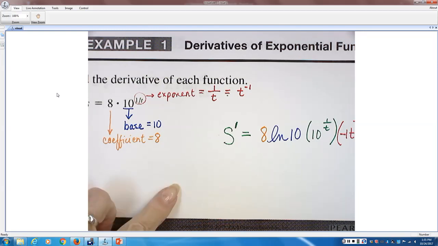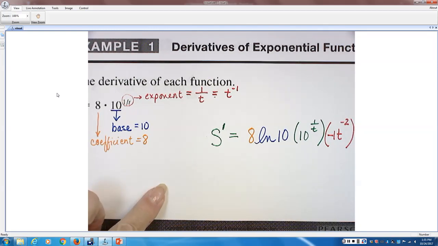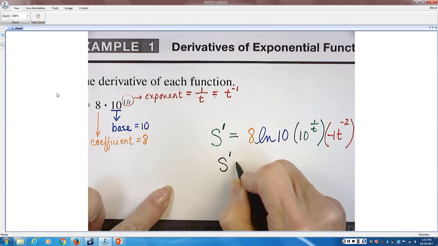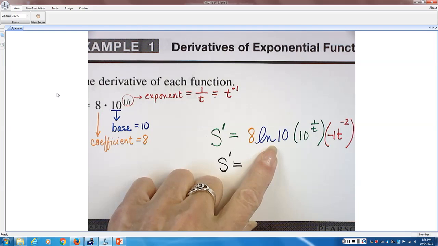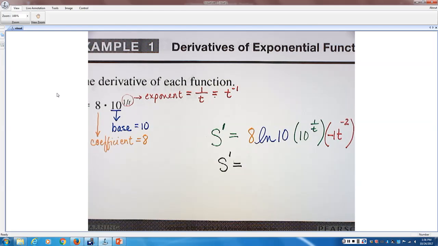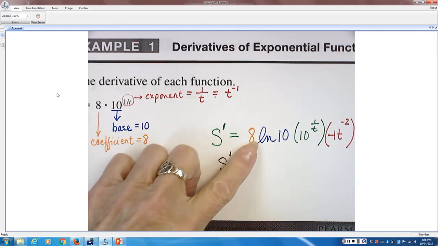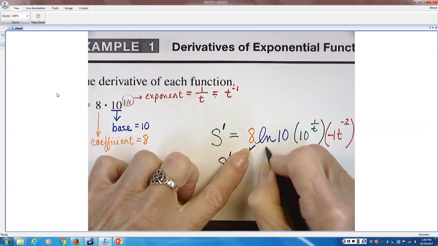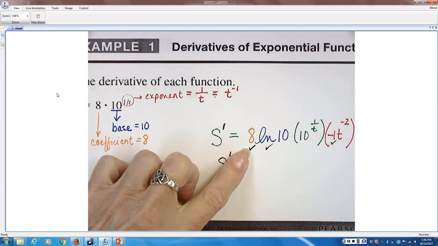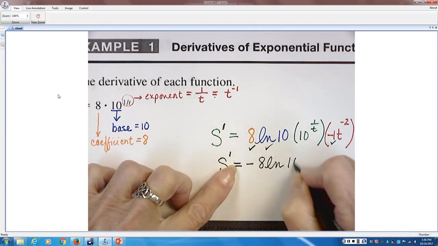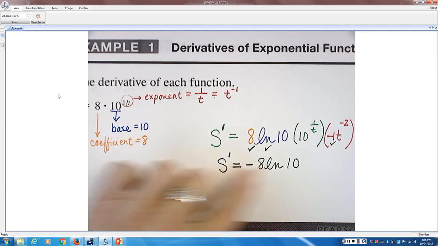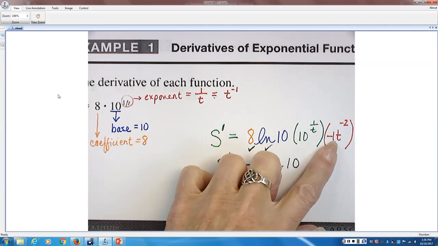So that means that if we clean our derivative up a little bit, we can't do anything with 8 times the natural log of 10. I mean, we could take the natural log of 10 and multiply it by 8. We're just going to get a big, ugly decimal number. It's cleaner just to write natural log of 10 than it is to write 14 decimal places. But we do have this negative sign out here. So when I say 8 times the natural log of 10 times negative 1, that's going to be negative 8 ln 10. And then I'm going to convert that back to 1 over t squared.